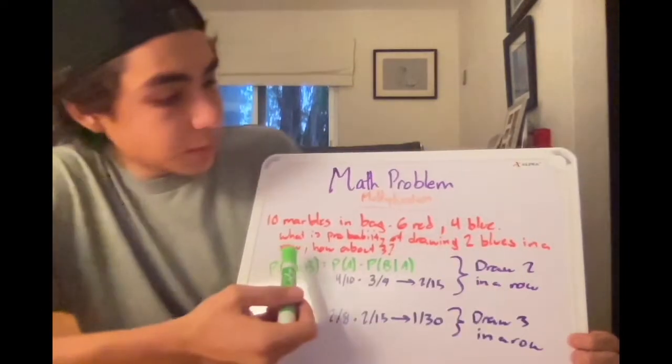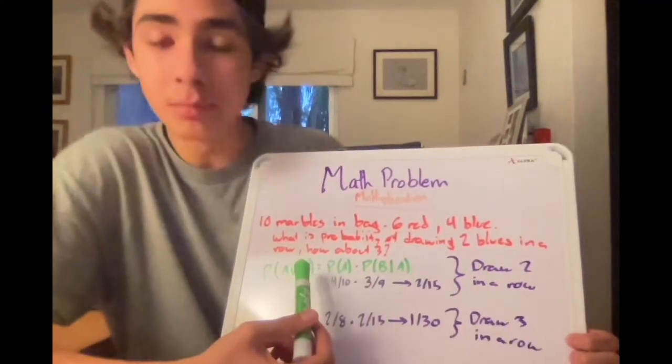Now, there are 10 marbles in a bag, 6 of them are red, and 4 of them are blue. What is the probability of drawing 2 blues in a row? And then what's the probability of drawing 3 in a row?